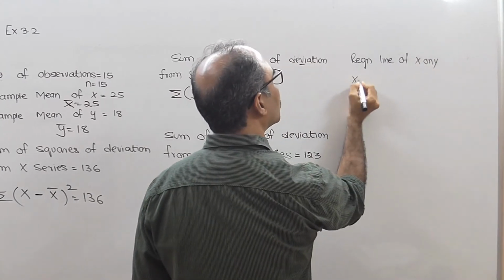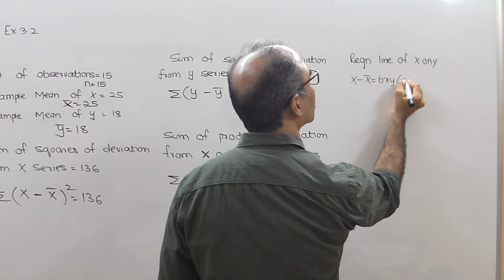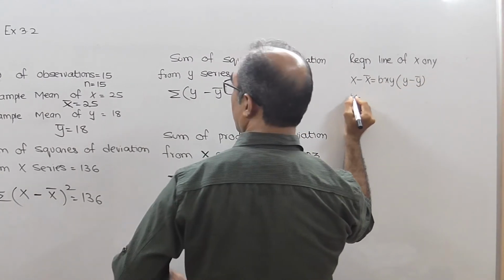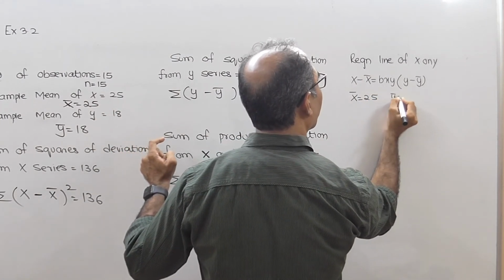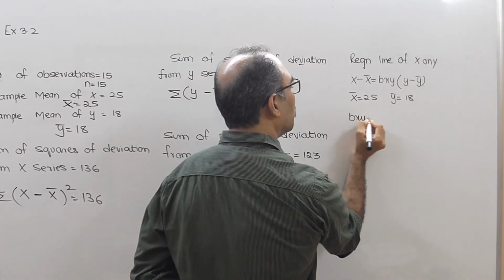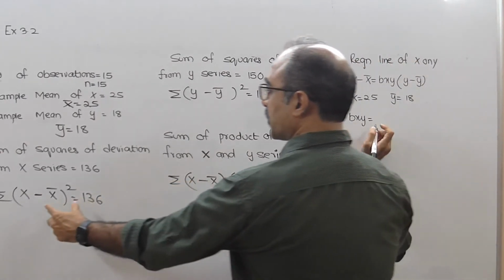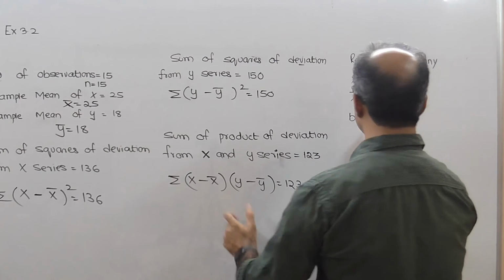x on y. So what is the regression line of x on y? x minus x bar equals bxy times (y minus y bar). x bar is already given as 25, y bar is given as 18. For bxy, as per the information given, we have the sums of squares and the sum of products.